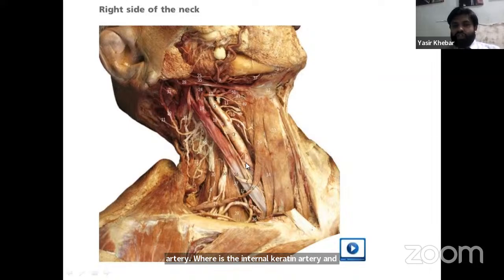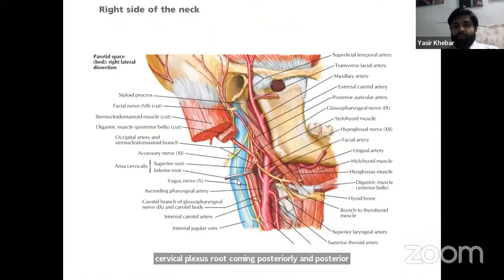So this is the carotid sheath in a dissection specimen, completely exposed all the way to the base of the skull from the root of the neck. Again, we have these various nervous structures we previously described, the brachial plexus root, the cervical plexus root coming posteriorly in posterior relationship of the internal jugular vein.